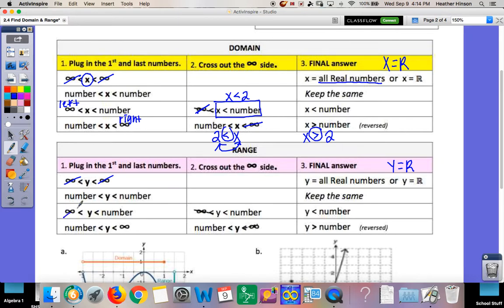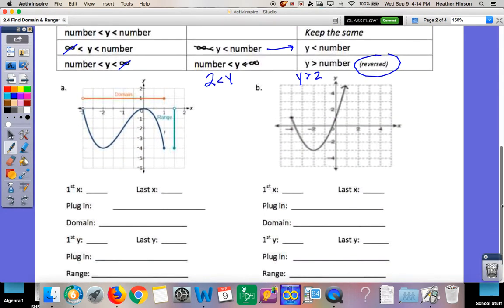If you have 2 numbers, leave it alone. If you have one infinity symbol, we cross it out. As long as y is first, we get to leave it alone. If y is not first, we have to reverse it. So if that was 2 is less than y, we have to reverse it and put y is greater than 2. That's the only time we mess with it.